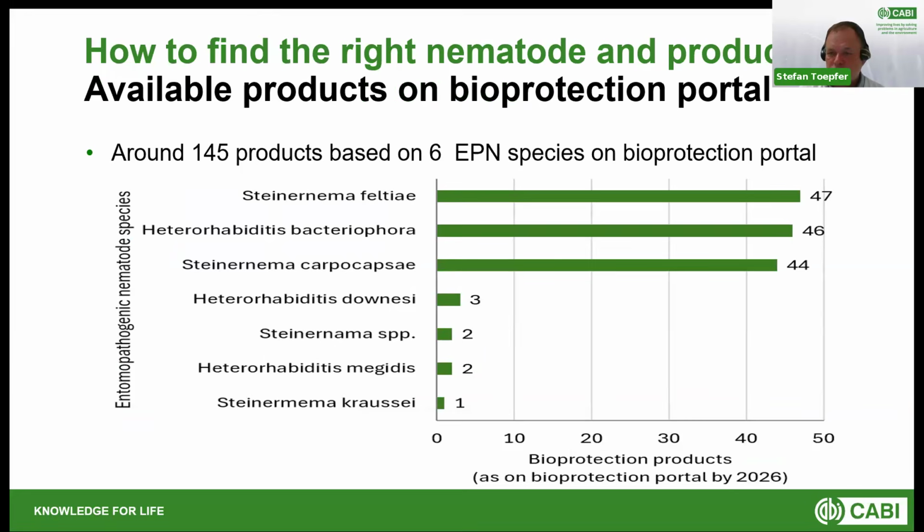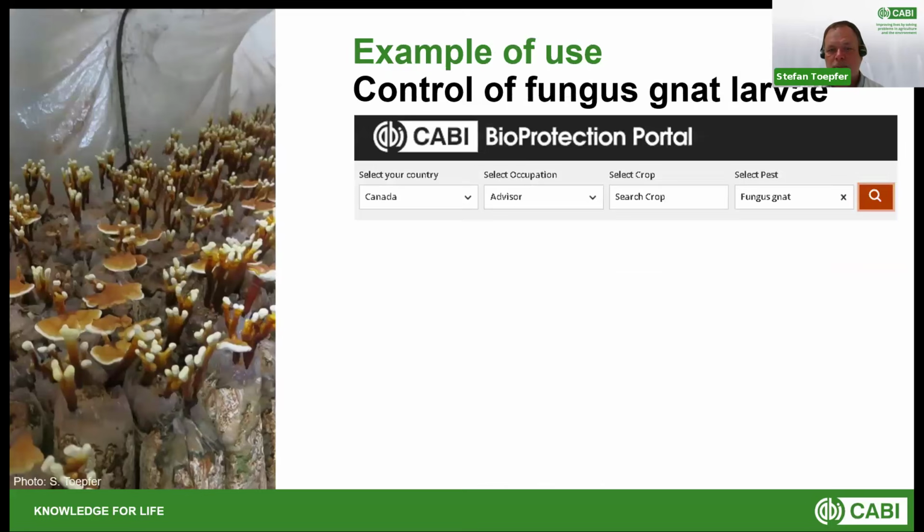But only 6 species are commercialized, but they have many, many products. So, for example, the first 3 you see there, Steinernema feltiae, Heterorhabditis bacteriophora, Steinernema carpocapsae, there are many products. So these are the classic nematodes which are available in many, many countries from Asia to the Americas, Europe, Africa. You have these products available. And then there are some more specific products. So you find them on the portal. So you can search. You can search for the country, for example, Canada.